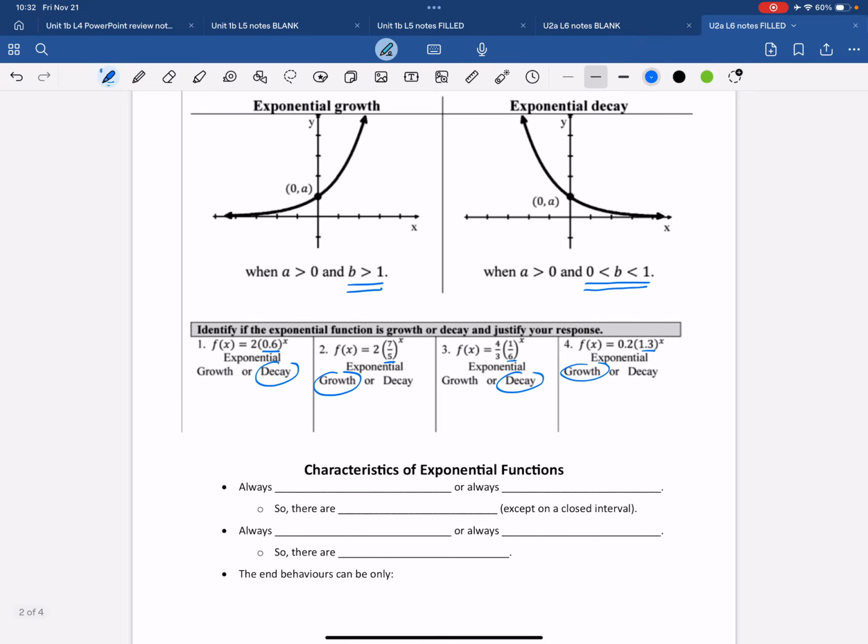So with exponential functions, they are always going to be increasing, that's like growth, or they're always decreasing. That's the same thing as decay. And when we say that, that means that there are no maxes or mins, so no extrema, unless we have a closed interval, and so you don't have the whole graph.